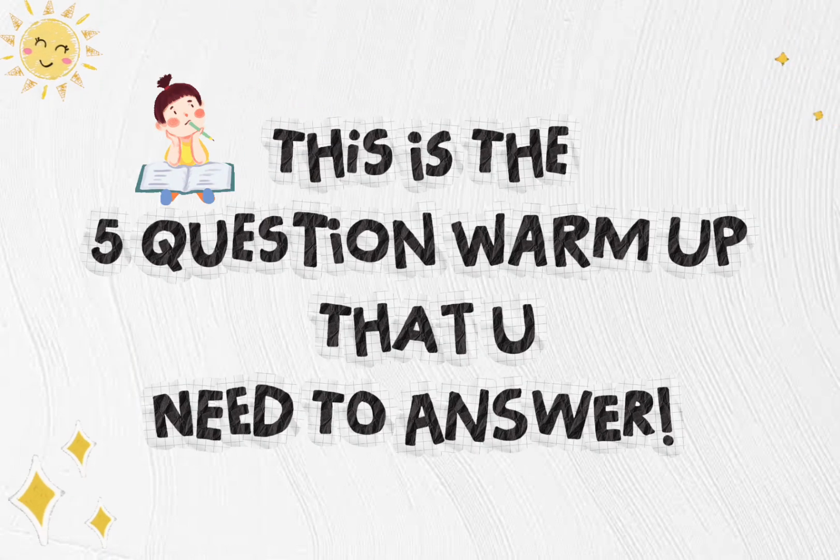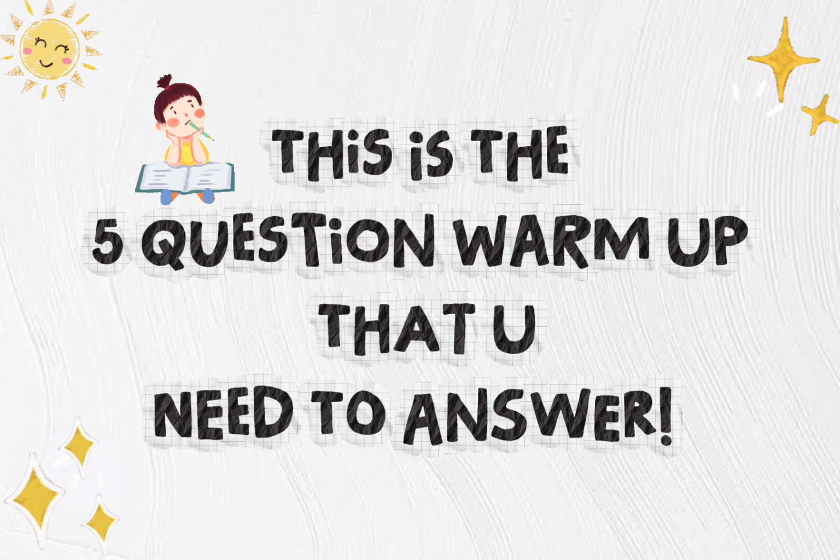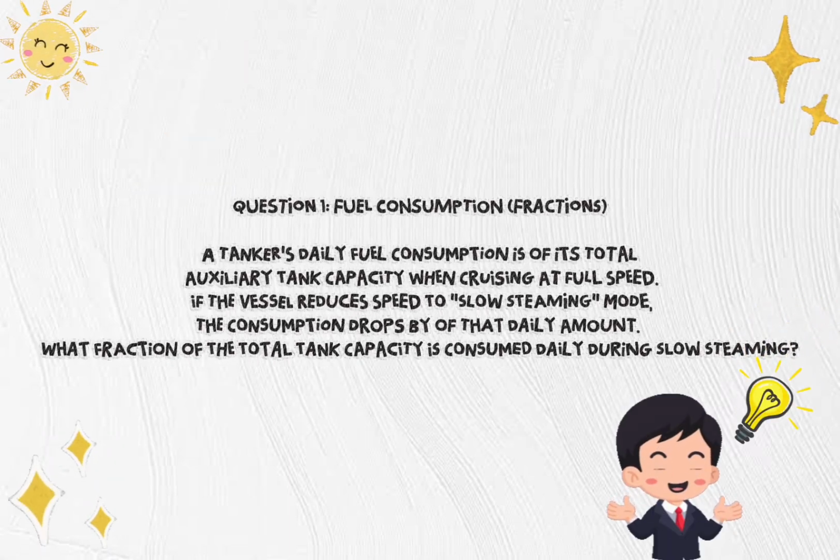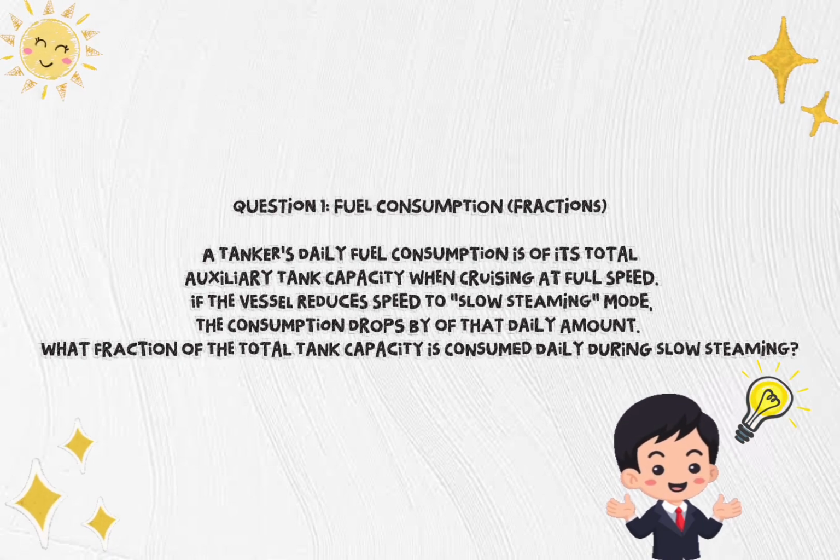So this is the 5-question warm-up that you need to answer. The first question is fuel consumption fractions. A tanker's daily fuel consumption is a fraction of its total auxiliary tank capacity when cruising at full speed. If the vessel reduces speed to slow steam mode, the consumption drops by a fraction of that daily amount. What fraction of the total tank capacity is consumed daily during slow steaming?